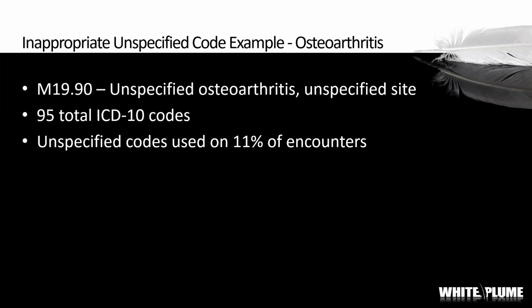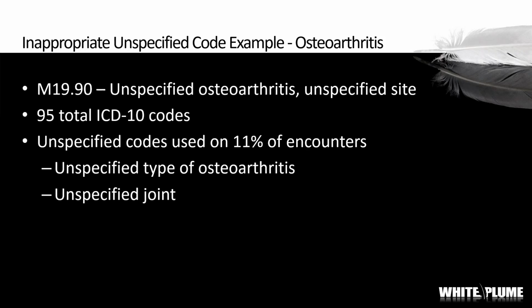Think about the way that the payers are looking at this data. If there are 95 total codes, you would expect each one gets used just over 1% of the time if they were evenly distributed. But they're not. This one's being used more frequently than it should be. And it's unspecified as far as the type of osteoarthritis. You didn't specify whether it was primary or secondary or post-traumatic osteoarthritis. It's non-specific as far as the joint or the anatomical location. Is this generalized or is it localized osteoarthritis? Osteoarthritis of the knee or the hip, the hand.